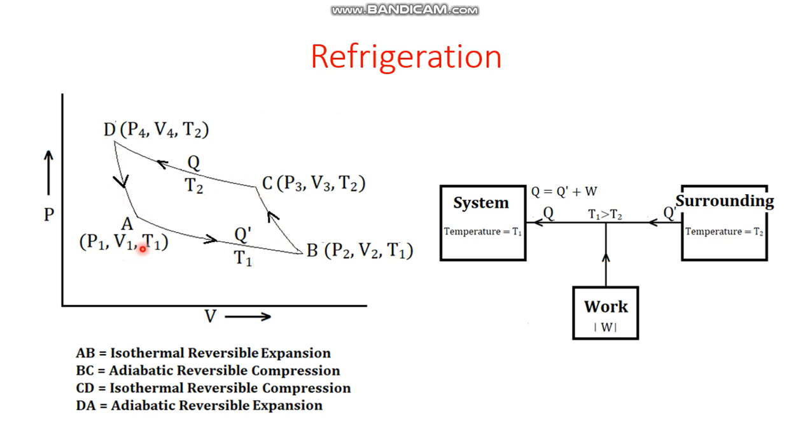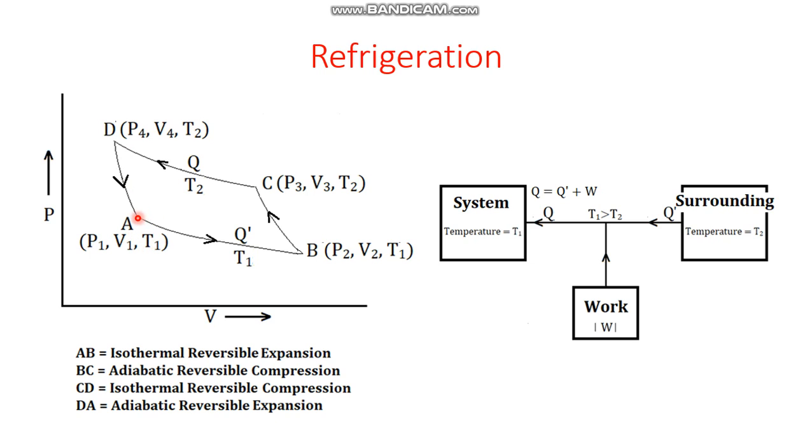Initially the pressure, volume and temperature were P1, V1 and T1. Here the temperature remains unchanged at T1, but the pressure has decreased to P2 and the volume has increased to V2. Then after compression, the pressure has increased to P3 and the volume has decreased to V3, and simultaneously the temperature has also increased to T2. Then C to D, the pressure has further increased to P4 and the volume has further decreased to V4, but the temperature remains the same, T2. And finally we come back to state A from D to A by adiabatic reversible expansion to P1, V1 and T1.